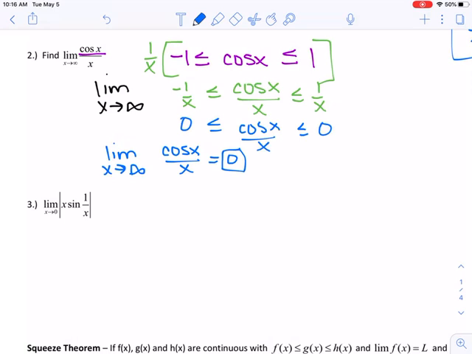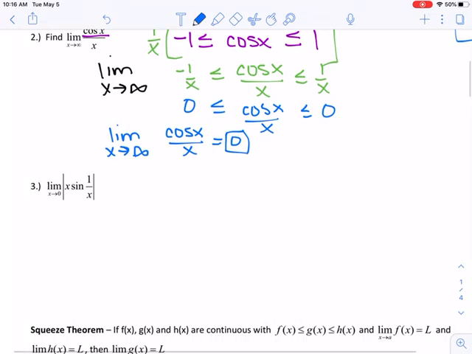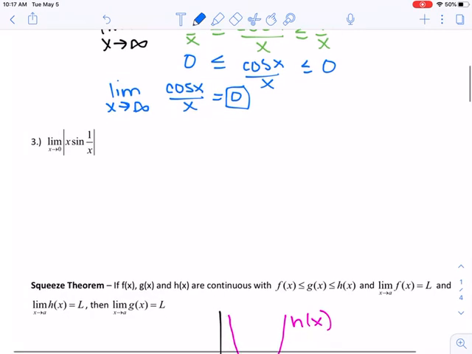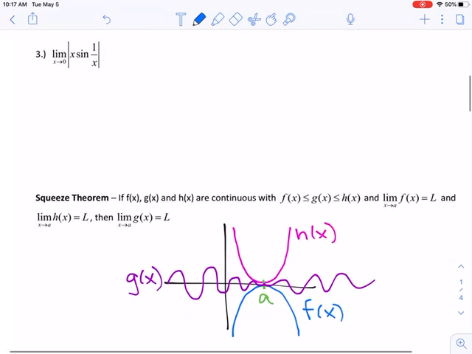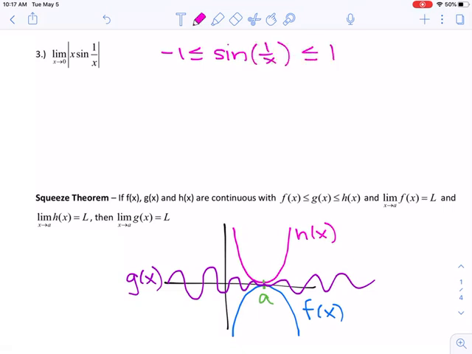Same idea, let's go ahead and choose this squeeze function to find the limit as x approaches 0 of the absolute value of x times the sine of 1 over x. So again, I'm going to start off and ask myself, what do I know about the sine of an angle? I know that the sine of my angle has to be in between positive 1 and negative 1. So I'm going to start off with an inequality that negative 1 has to be less than or equal to the sine of my angle, which is 1 over x, which has to be less than or equal to 1.